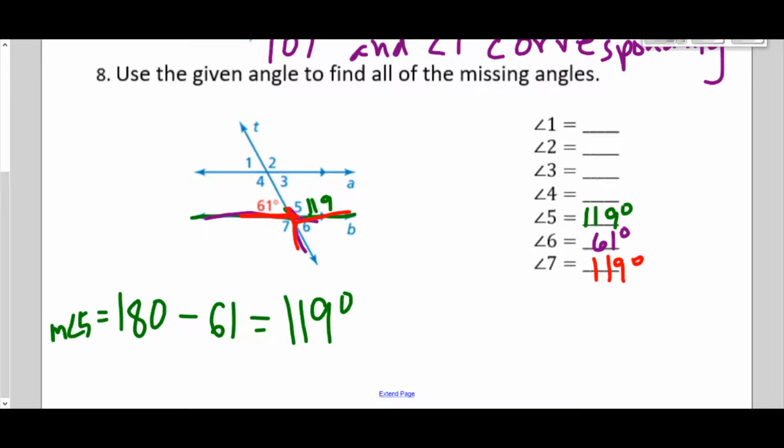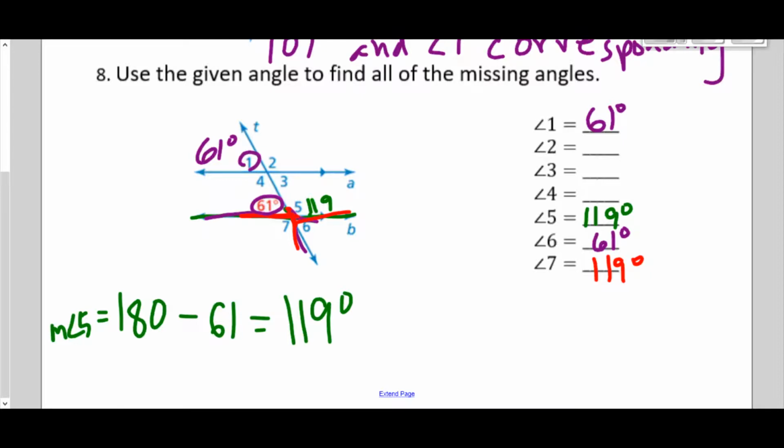From there, there's a lot of different ways that you could go. I'm going to say let's go ahead and use the corresponding angles. So corresponding angles. The 61 degree angle would be corresponding with angle 1. Remember, if I move line B on top of line A, those angles would be in the same position. So this would be 61 degrees. So angle 1 is 61 degrees.